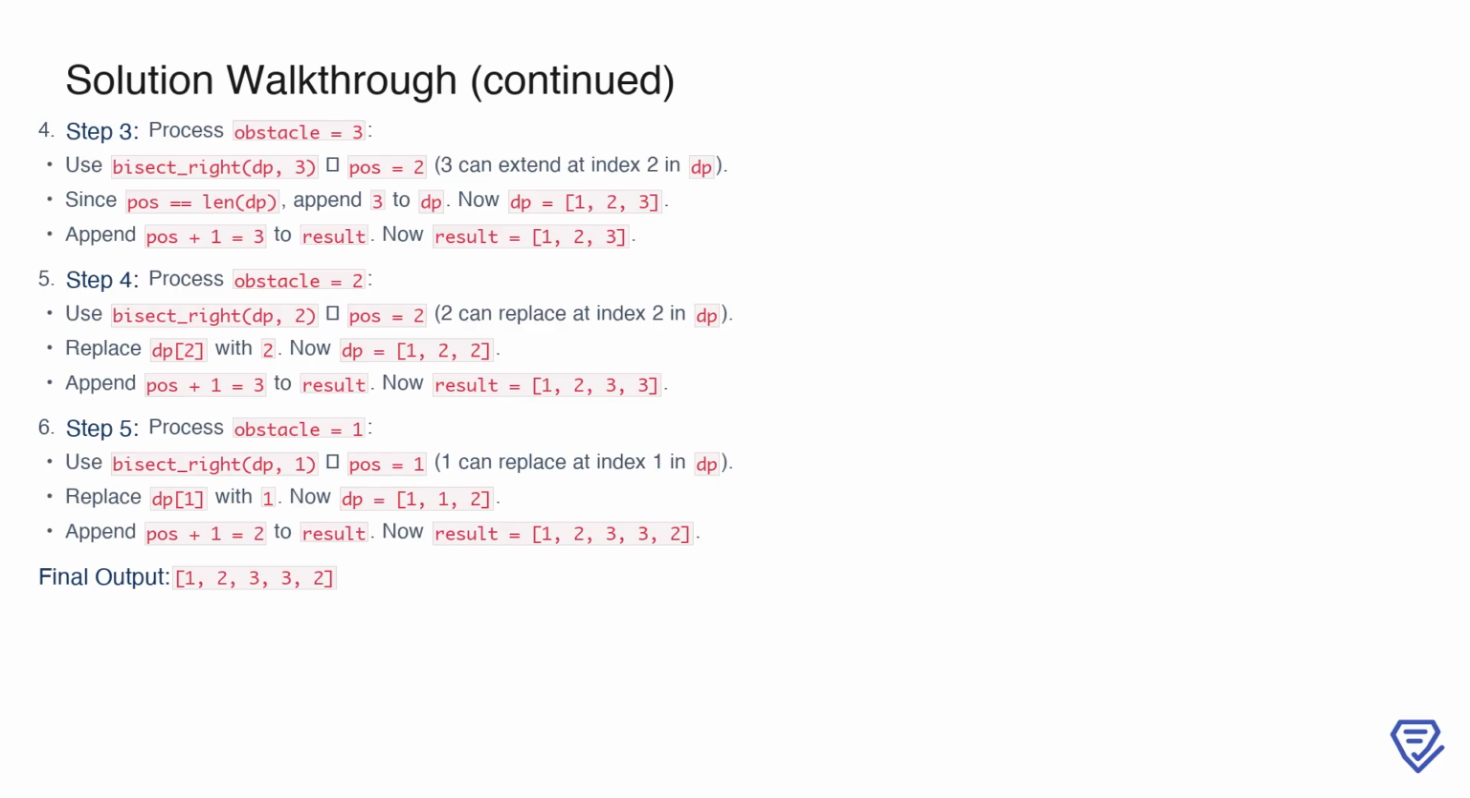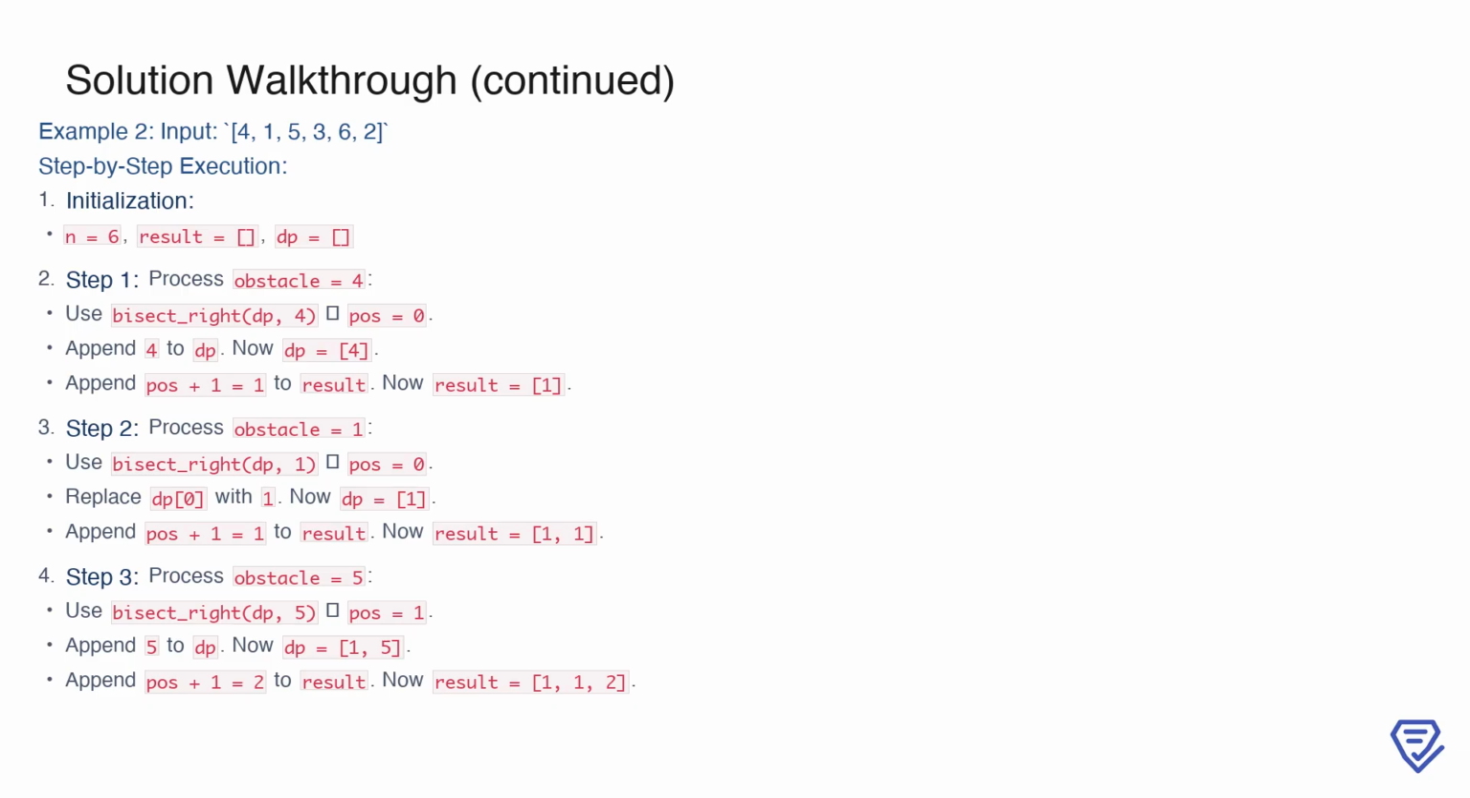For the next example, the input array is 4, 1, 5, 3, 6, 2. We initialize n as 6, result as an empty list, and dp as an empty list. Processing the first obstacle 4, we use bisect_right on dp with 4 to find pos equals 0, so 4 is appended to dp, making it 4. We append pos plus 1, or 1, to result, resulting in 1. For the second obstacle, 1, bisect_right on dp with 1 gives pos equals 0, so 1 replaces the value at index 0 in dp. This updates dp to 1, and we append pos plus 1, which is 1, to result, resulting in 1, 1.